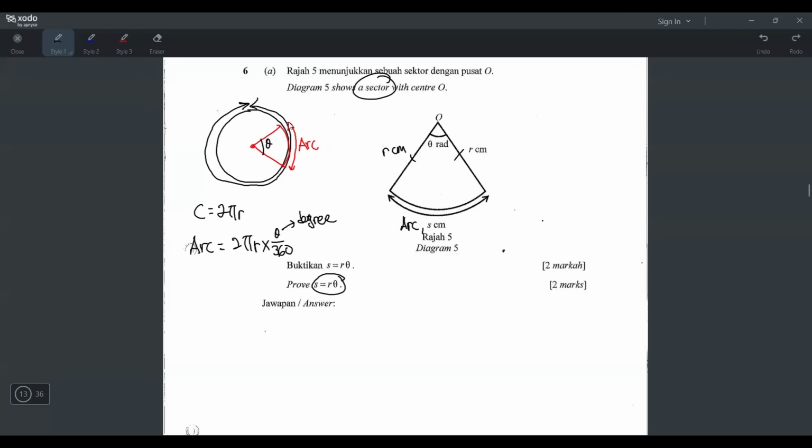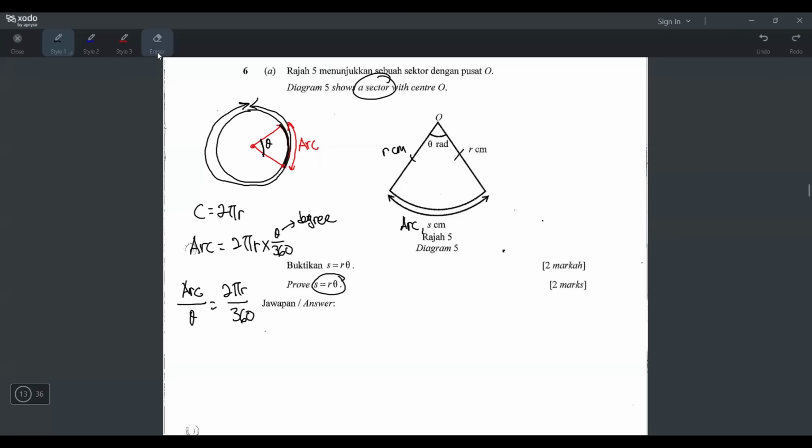So I told you just now your arc is directly proportional to your theta, right? It means when you take the ratio for arc over theta, it's actually equals to 2 pi r over 360. Understand? It means when you take the arc ratio theta, it is actually equals to 2 pi r, which is the circumference, over 360, right?